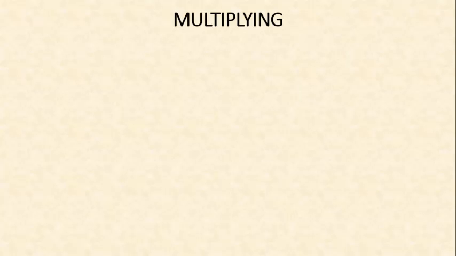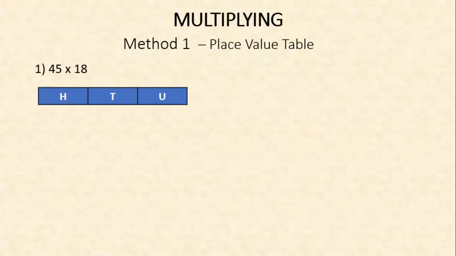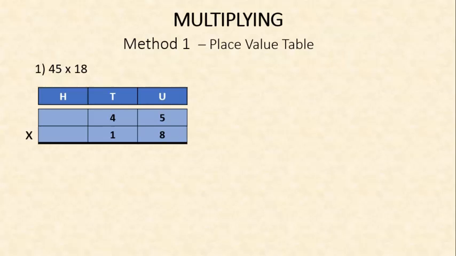First, multiply. Method 1. Place value table. Question 1. 45 times 18. Write your hundreds, tens and units columns. Place 45 in the tens and units columns. Place 18 in the tens and units columns.